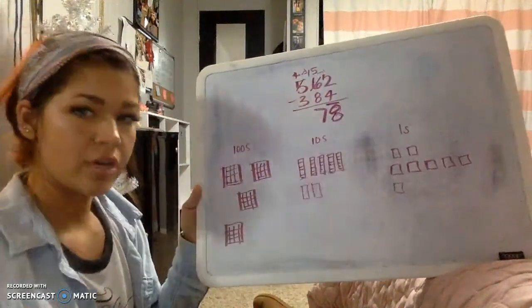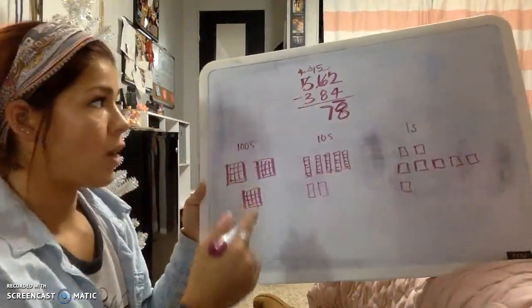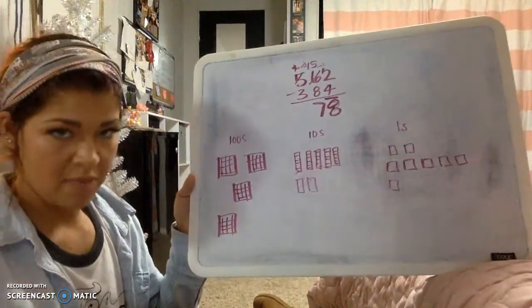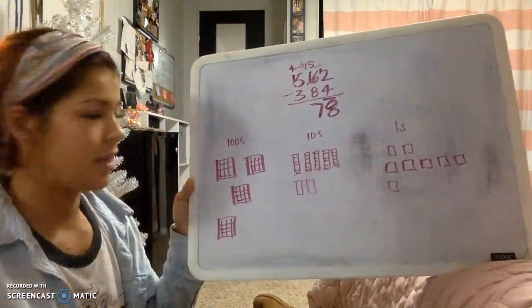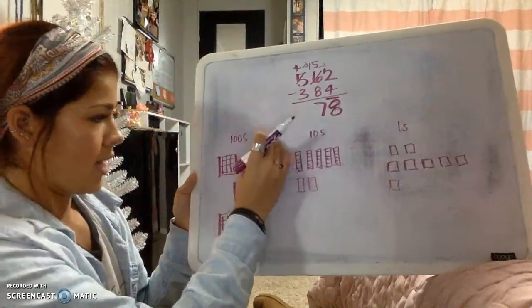Now we're going to move over to the hundreds place. We have 4 take away 3. This will give us a positive number, so we don't need to regroup or anything. So we have 4. We're taking away 3.